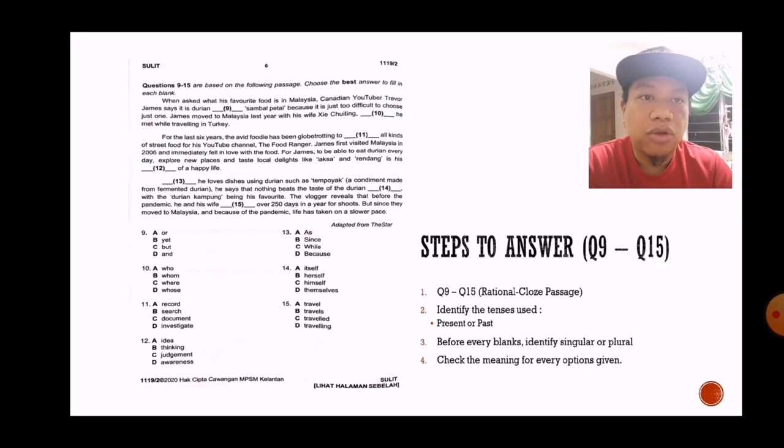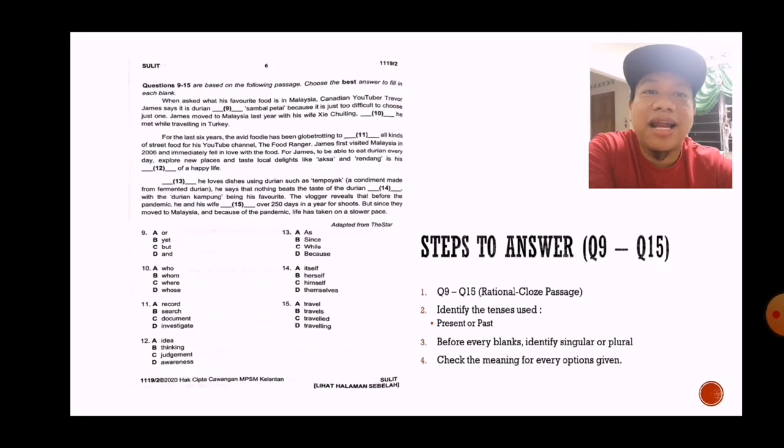Bagi James, untuk menikmati durian setiap hari, meneroka banyak tempat-tempat baru dan merasai makanan tempatan seperti laksa dan rendang ialah apa? Baik, jawapannya mestilah idea. Ialah idea untuk satu kehidupan yang menggembirakan. In English we call it of a happy life. So which one has idea? Of course it's A. A is the answer.